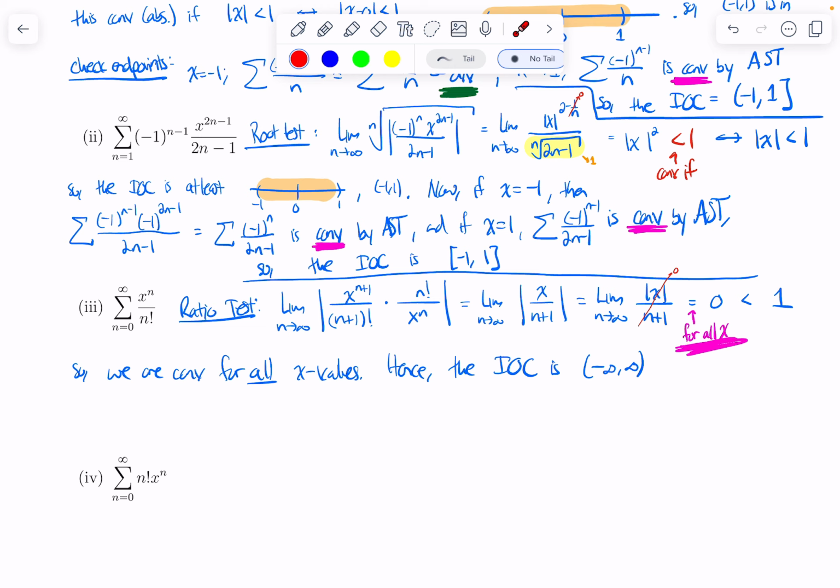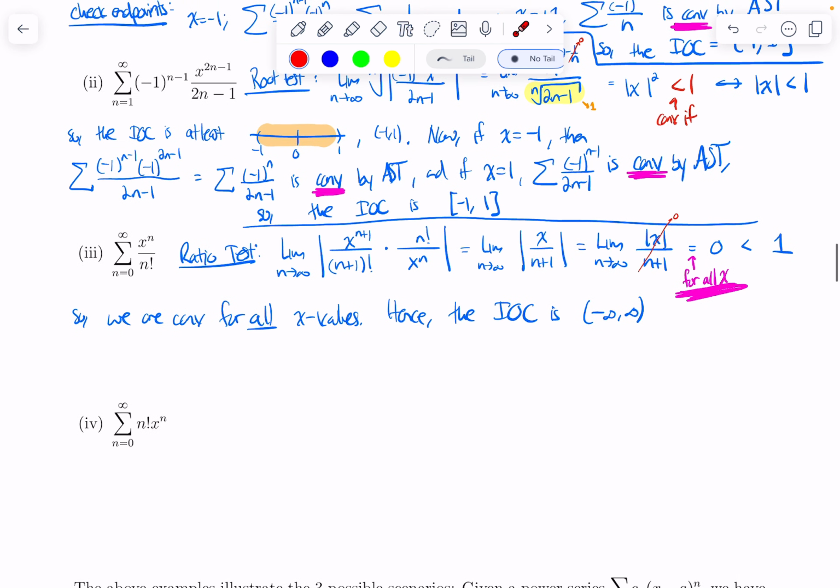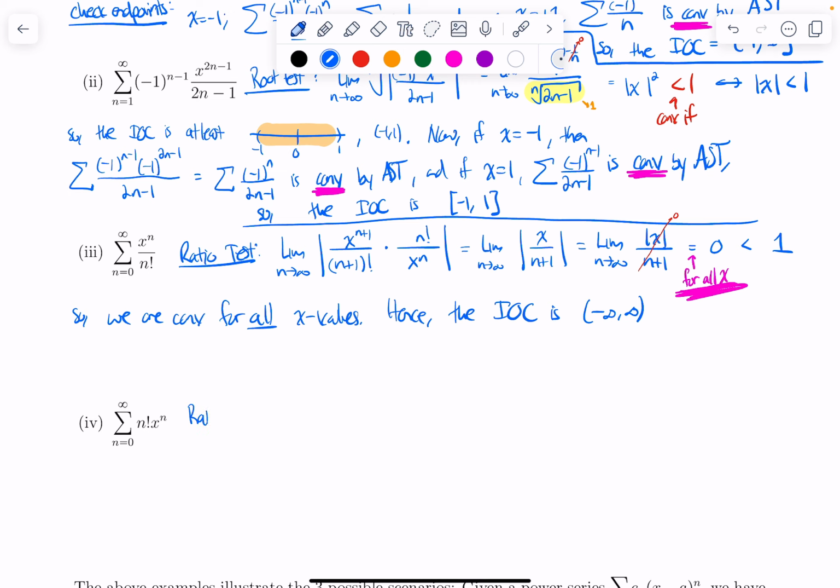It's actually much less work than the previous two. But if I kind of flip the script a little bit, what if instead of putting the n factorial on the bottom, I put it in the top with the x^n? Let's see what happens. Here, I'm going to observe that by the ratio test, if I look at the limit as n goes to infinity, in this case, I'm going to get (n+1) factorial x^(n+1) over a_n, which is just n factorial x^n. Again, I'll simplify this a little bit. I'll end up with n+1 times the absolute value of x.